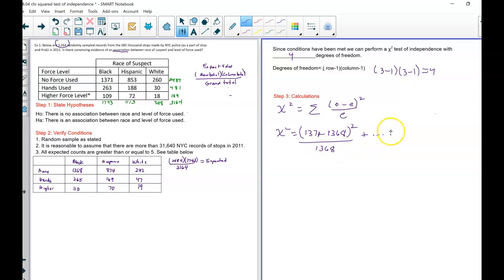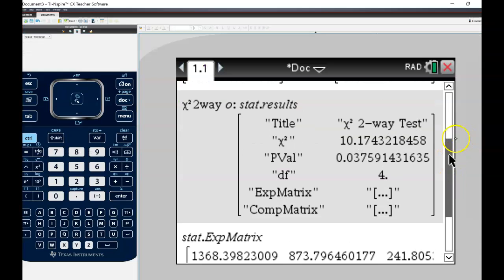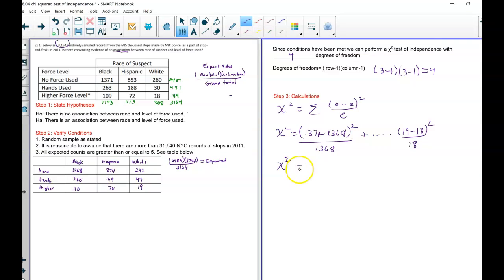plus, and you would have to do that for each one if you did it by hand, but now we're going to do white and higher. So that would be 19 minus 18 squared over 18. Okay, but we already performed the test to get the expected value, so we can actually just pull that directly from the calculator now, and we have 10.174. You really should do 3 or more. Okay, and so that's our chi-squared statistic.